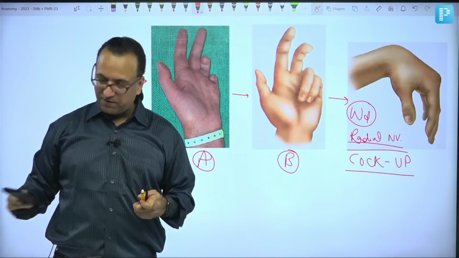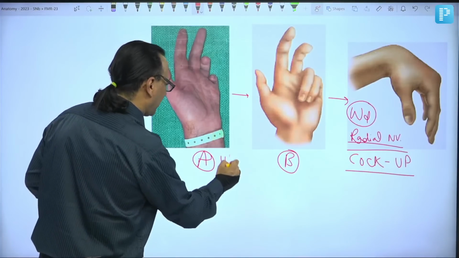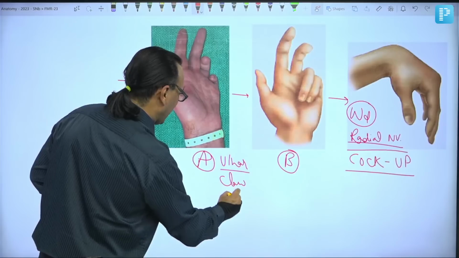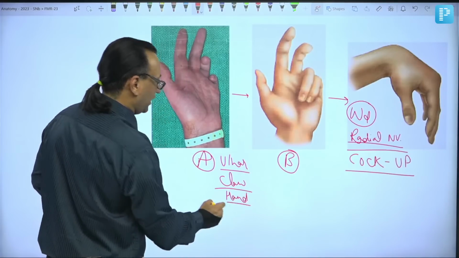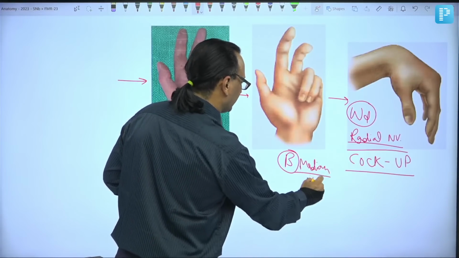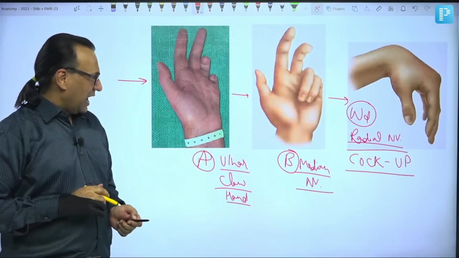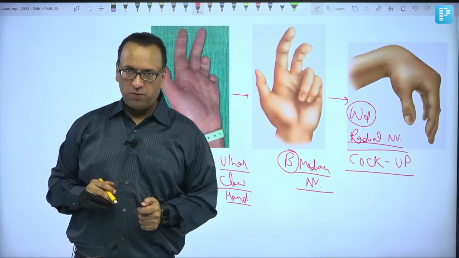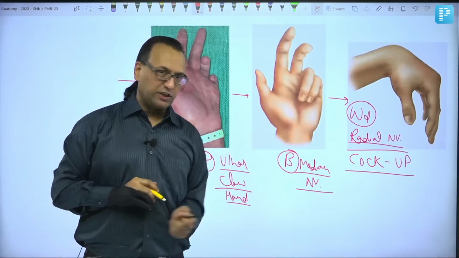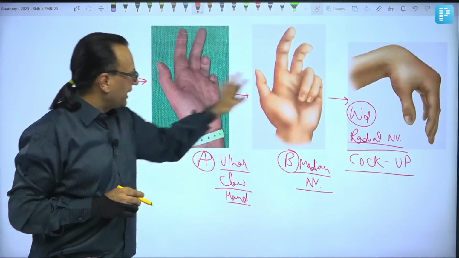You mean to say median nerve injury, isn't it? So I agree with you. This is ulnar nerve injury because it is ulnar claw hand, and this is the median nerve injury, which you are telling is the hand of benediction. How will you know that this is ulnar claw hand deformity and this is hand of benediction? They appear the same, isn't it?